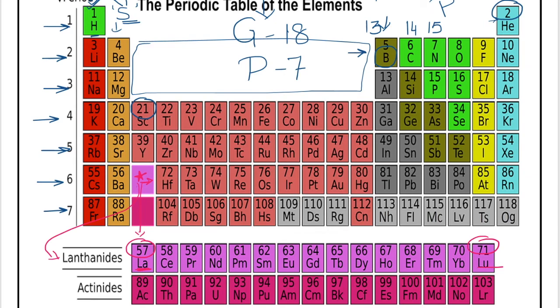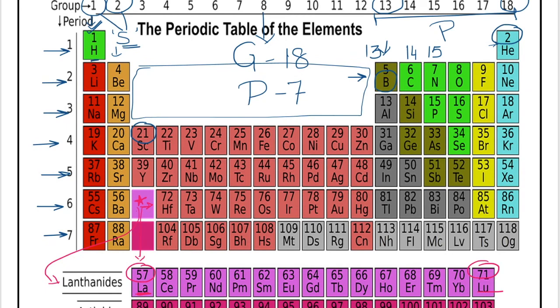But now if you look carefully, they all come under group number 3 and period number 6. So if I ask you the position of lanthanides, this whole group, or you can call this whole family, known as lanthanides, what is the position of lanthanides? You will say group number 3 and period number 6, from atomic number 57 to 71.